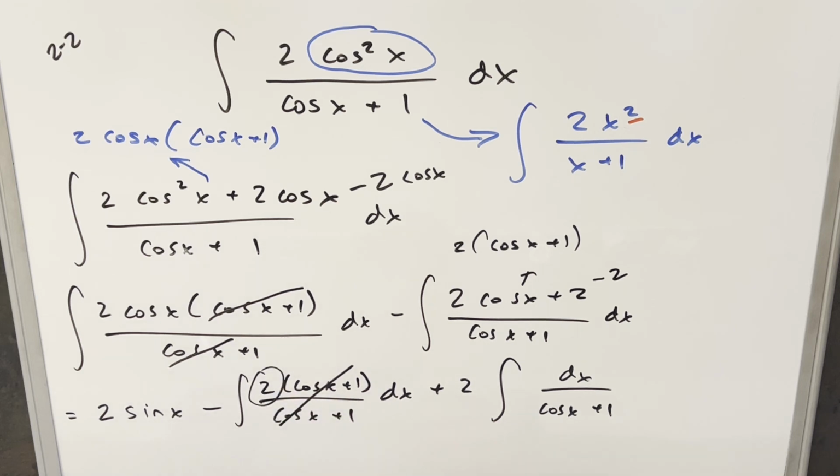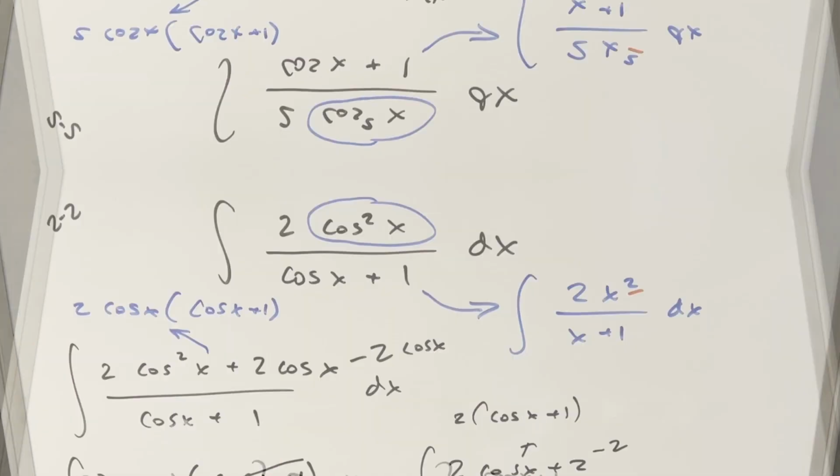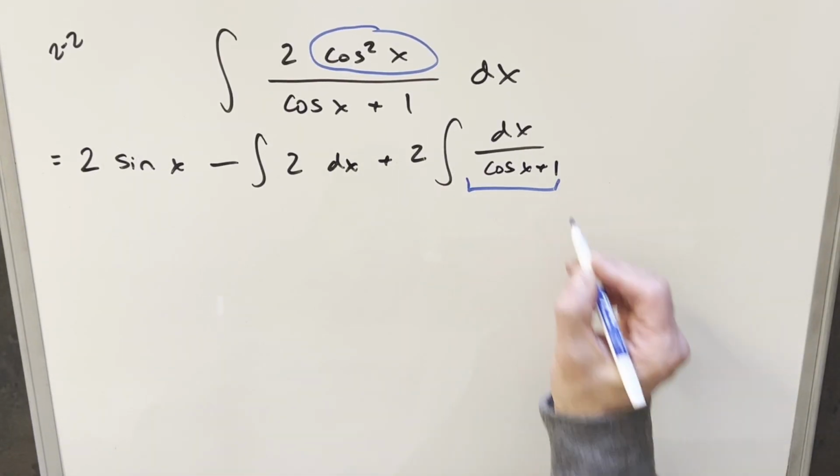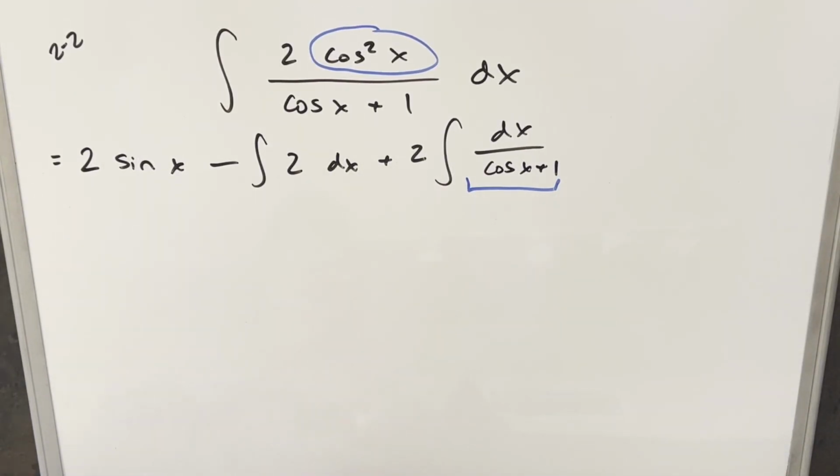That's pretty nice. And then we're still going to need to do this integral here, but at least we cleaned out our numerator, so this shouldn't be too bad. Okay, now from here, let's just deal with this integral. One thing we could do here is half angle substitution and go through that.